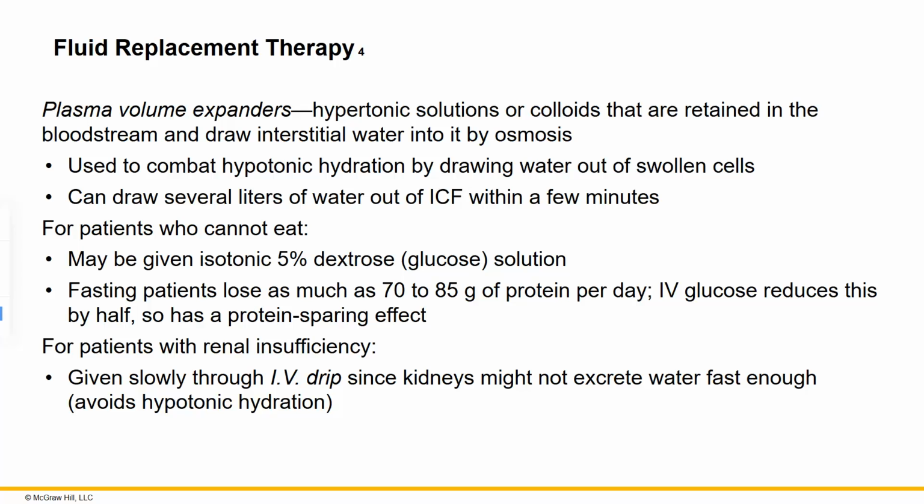For patients who can't eat, they may be given isotonic dextrose solution. Fasting patients lose as much as 70 to 85 grams of protein per day. IV glucose reduces this by half, so it has a protein-sparing effect. For patients with renal insufficiency, it's given slowly through IV drip, since the kidneys might not excrete water fast enough.